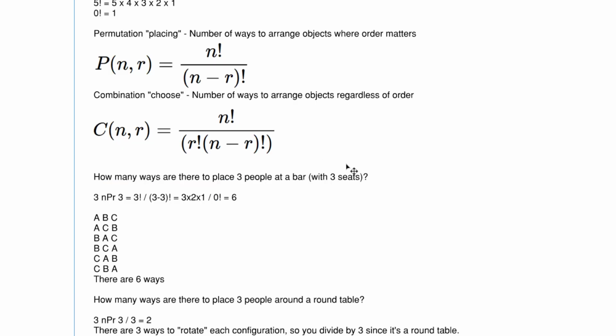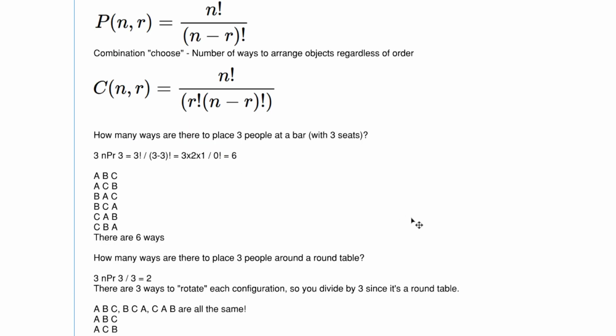Now, if you have 25 contestants and you're choosing 3 of them to win the exact same gift card where order does not matter, then you have 25 factorial divided by 3 factorial times 25 minus 3, or 22 factorial. So let's go to some example problems here.